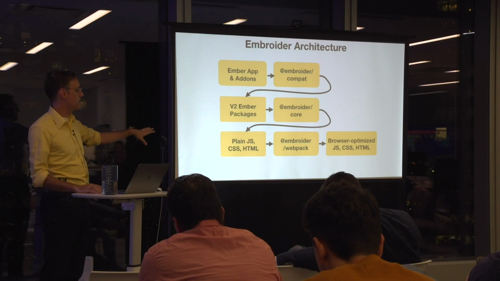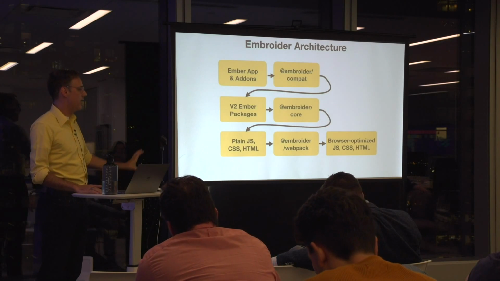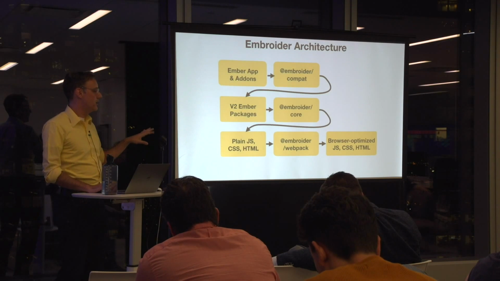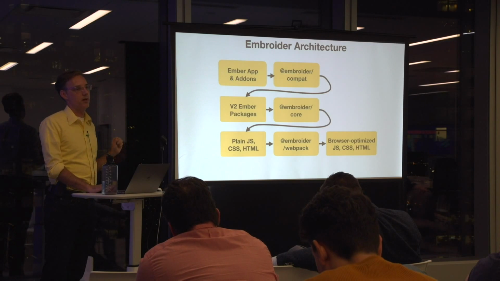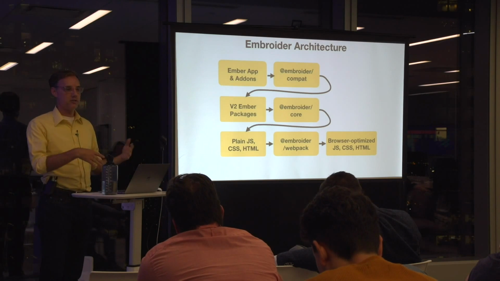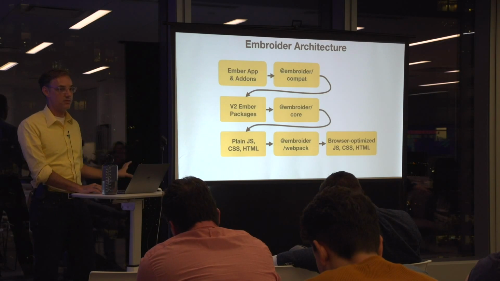And so core then emits plain JavaScript, CSS, and HTML, all of which just follow web standards and are basically in a form where approximately they could already be run by a web browser. Now, that would be a very capable web browser, and nothing's optimized. All the files would still be loose modules, right? But in principle, it all follows web standards.